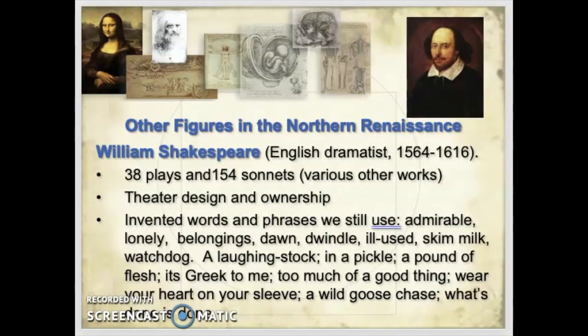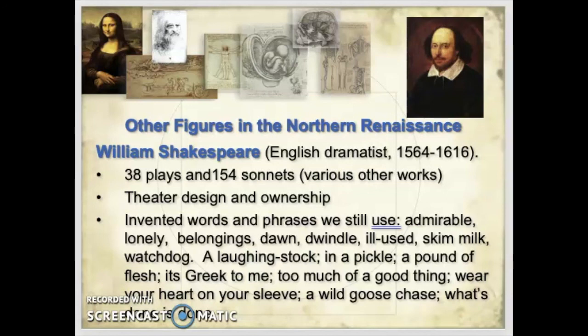Other figures in the Northern Renaissance would include the famous William Shakespeare, who really lives at the very end of the Renaissance, kind of beginning of the Baroque, but we're going to include him here in the Renaissance. He's known as a dramatist or a playwright, and he's from England. He wrote at least 37 or 38 plays and 154 sonnets, which are love poems. He worked in theater design, and he even owned something called the Globe Theater. You can visit a reproduction of that if you visit London and go on the south side of the Thames River where the Globe used to stand.